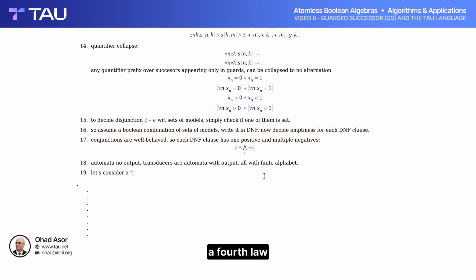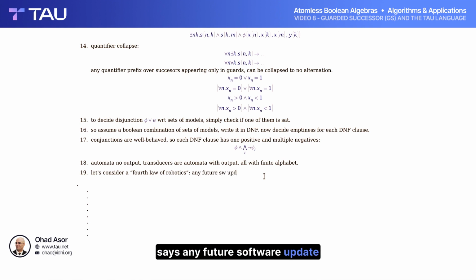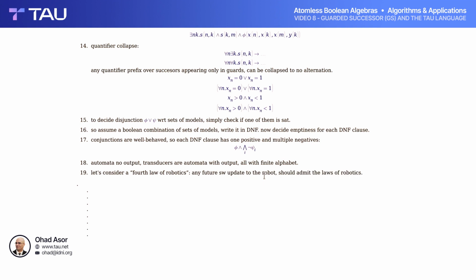Let's consider a fourth law of robotics. You are probably familiar with the three laws of robotics by Asimov. Let's imagine a fourth law that says any future software update to the robot should admit the laws of robotics, because you don't want to plug in a USB stick to your robot and install a software update and it suddenly starts killing people, right? You don't want that. You want the robot to reject the update if certain conditions are not met.